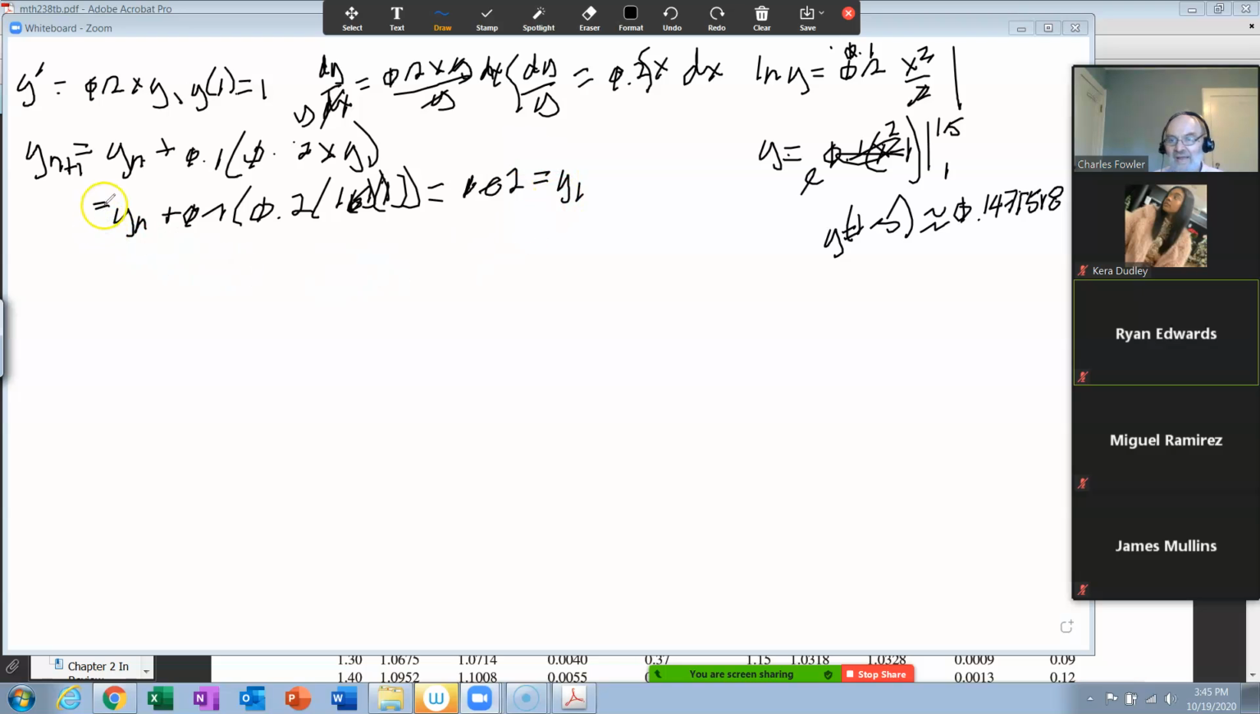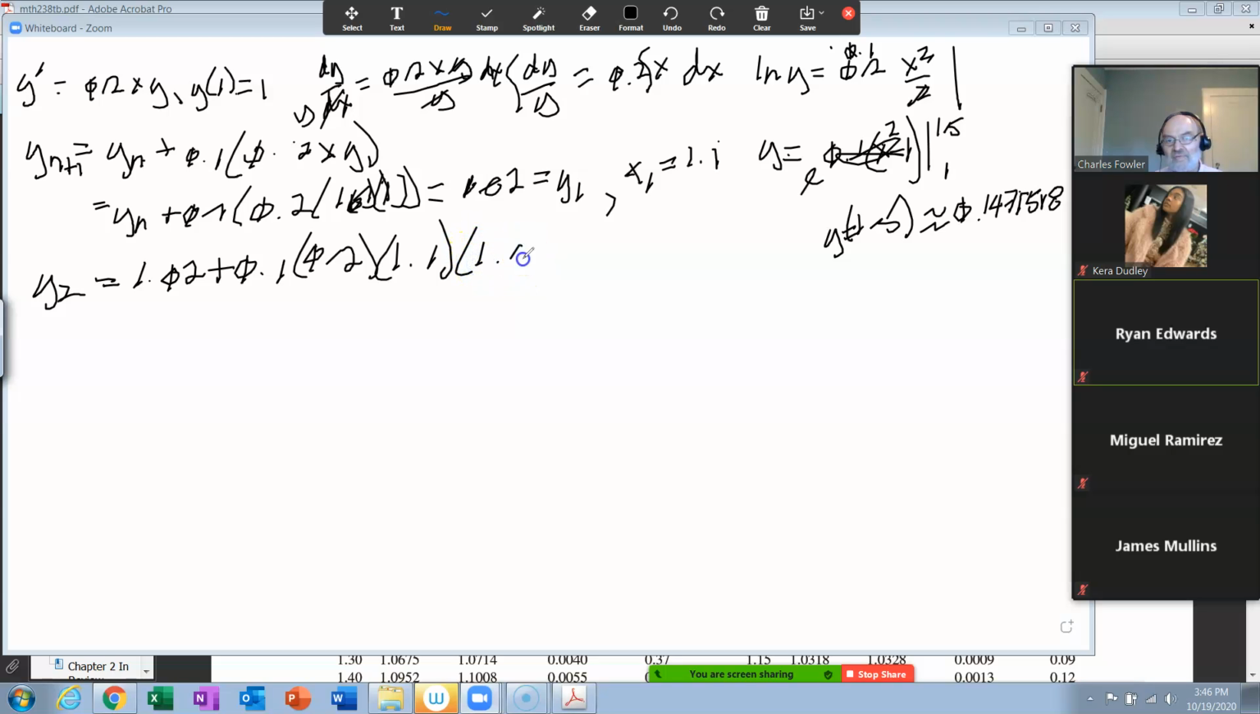Okay, so you take that and put it in, so y sub 2 would be equal to y sub 1, 1.02, plus 0.1 times 0.2 times x sub 1, which equals 1.1, times y sub 1, which is 1.02. Okay, we've just gone over.